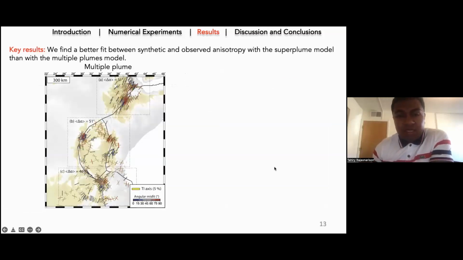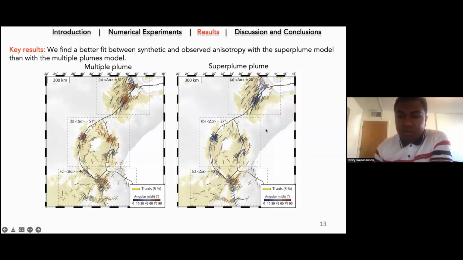We have also calculated seismic anisotropy, and we could see that the multiple plume model does not really explain the anisotropy, as you can see from the worse misfit in different regions. But with the superplume model, we have a very good match between the calculated seismic anisotropy and the observations. So we can say that the superplume model can explain the seismic anisotropy and the northward component of motion.